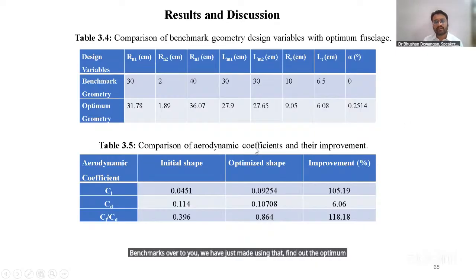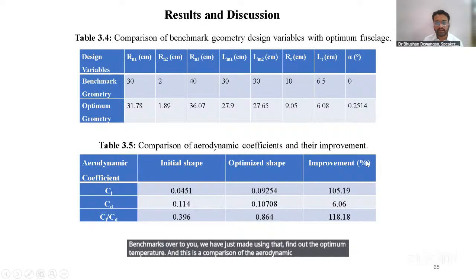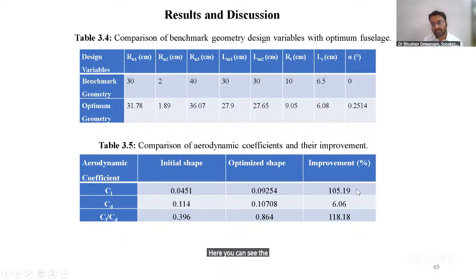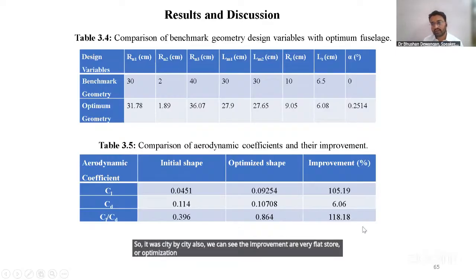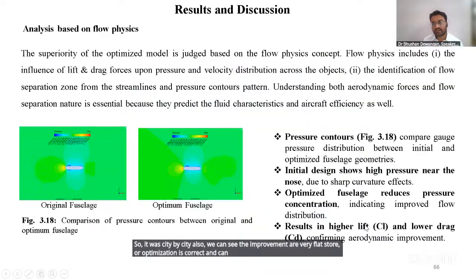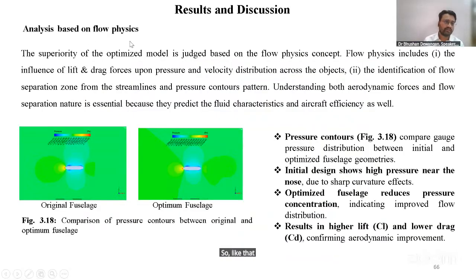And this is a comparison of the aerodynamic coefficients and their improvement. CL is the coefficient of lift, and there is the coefficient of drag. You can see the improvement as we have optimized it. CL by CD also shows a very large improvement. So our optimization is correct and can be used further. Next, an analysis based on flow physics.